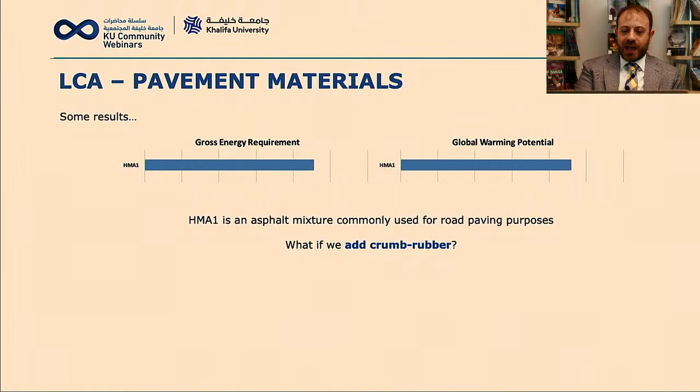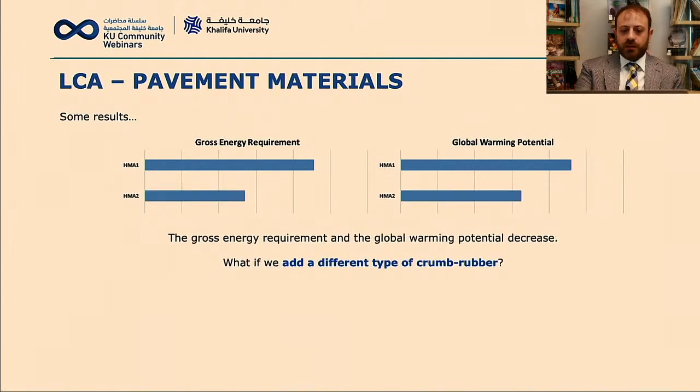So what if we add to this traditional hot mix asphalt crumb rubber from end-of-life tires? What we see is that the new HMA with crumb rubber needs less gross energy and has a lower global warming potential. So this is a good result. The benefits are clearly there. The gross energy requirement is almost half of the gross energy requirement of a traditional HMA.